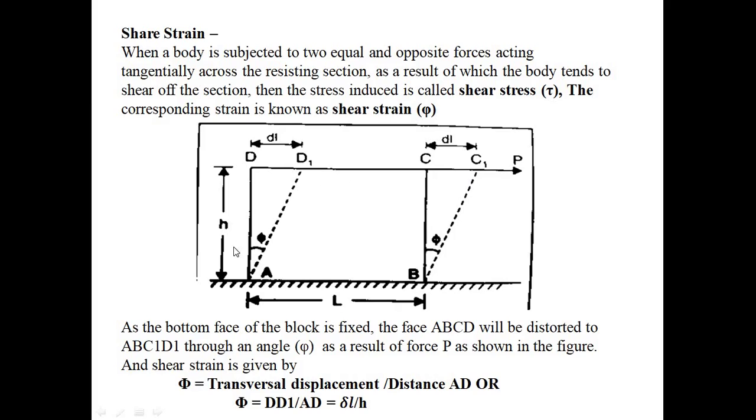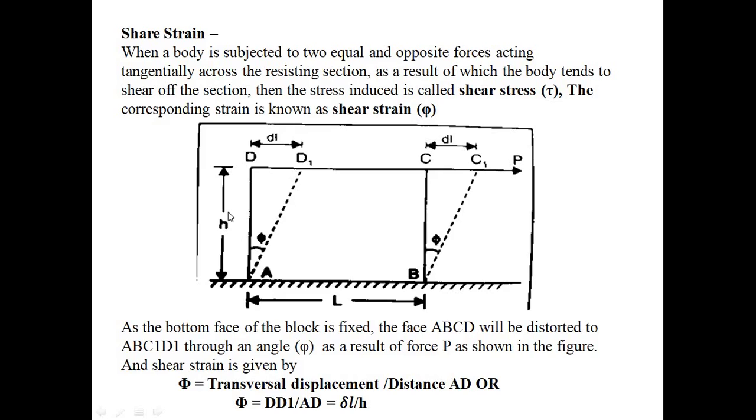Here you can see the block ABCD is fixed at the base. At the top, the block is pulled in one direction. What happens due to the force P? There is some change in shape of the block, or some displacement at the top. That is delta L, and it can be calculated by phi, the angle through which it distorts as a result of force P.